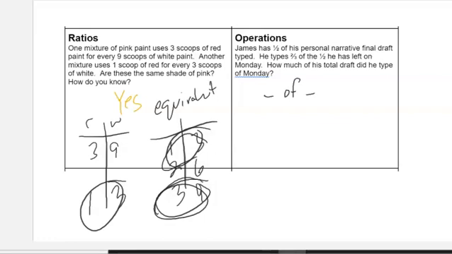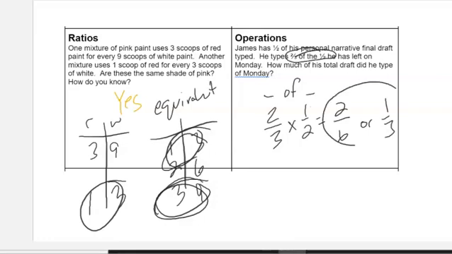James has half of his narrative typed. He types 2/3 of the remaining 1/2. 2/3 of 1/2, that's a blank of blank. And we do that, we multiply. So he does 2/3 of the 1/2 that's left. So on this day, he typed 2/6 or 1/3 of his paper on that day. Blank and blank, we multiply with fractions. So he typed 2/6 or 1/3 of the whole paper. So 1/3, half was done. Now he's done another 1/3, so he's got a little bit left.